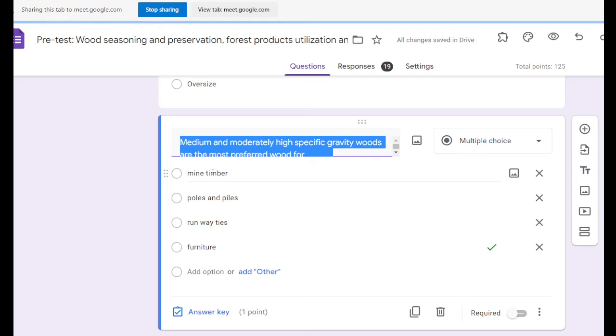Okay, for mine timber, poles and piles, and runway tiles, what is required is very high specific gravity wood, like for example, mulave. So they are preferred for heavy-duty purposes. Okay? But for furniture, you can use medium to moderately high specific gravity wood.